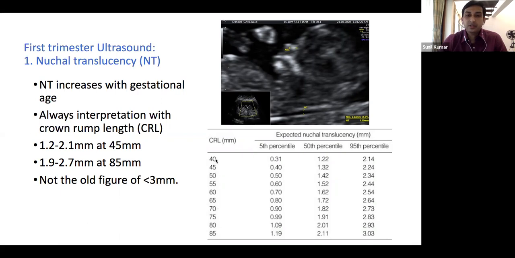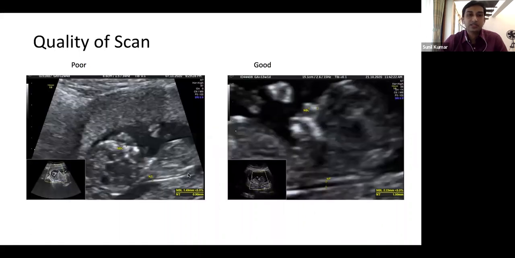See here, at 40 millimeter CRL, the 50th centile is 1.2 and the 95th centile is 2.1. So at 45 millimeter, if the NT thickness is more than 2.2, then it is abnormal. At 85 millimeter, if it is more than 3 millimeter, it is abnormal. So this is the median value. This is how it should come. So this is the interpretation of nuchal translucency.